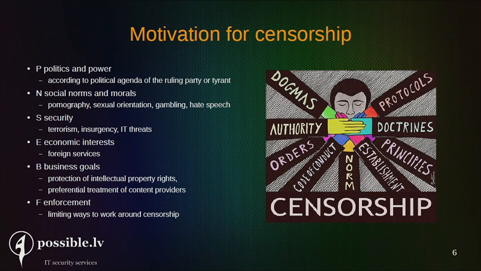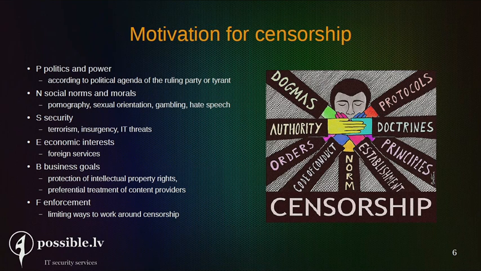S for security, which is dealing with terrorism, insurgency, and IT threats. So, for example, even if CERT would look to block communication between two endpoints because malware is being distributed between them, formally, according to academic definitions, is still censorship.